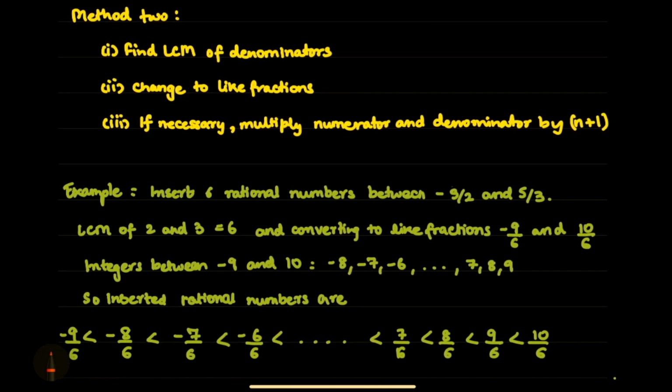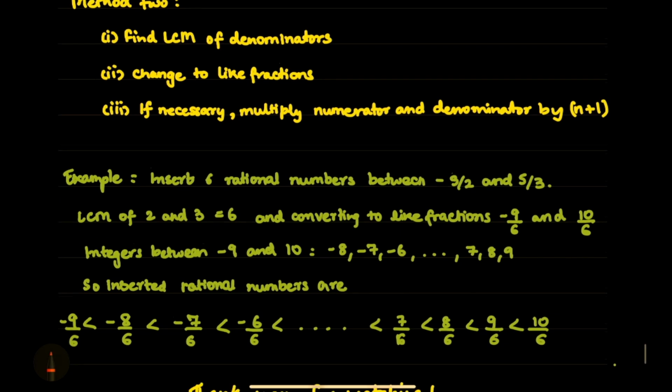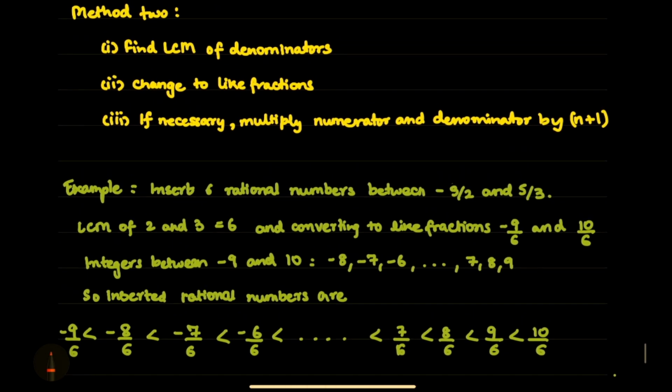In the next method, we find the LCM of the two denominators and then change the given rational numbers to equivalent rational numbers with the LCM as their common denominator. And if it is necessary, we can multiply the numerator and denominator by n plus 1, where n is the number of rational numbers we need to insert between the two values.